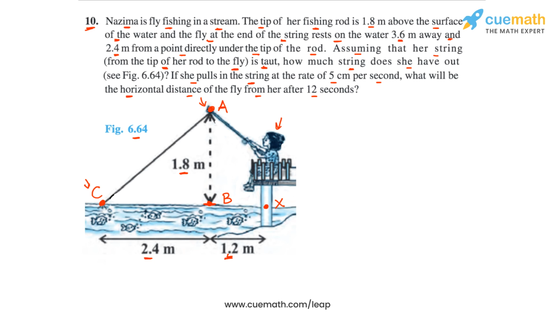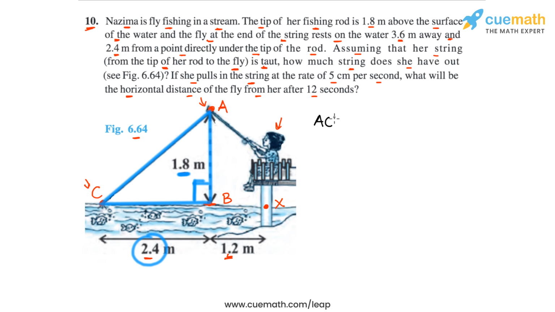So for that purpose, let's focus on triangle ABC. So let me highlight this triangle. Triangle ABC is this triangle, and this triangle is a right angled triangle. One length is 1.8 meters. The other length BC is 2.4 meters. So the hypotenuse can now be found easily using the Pythagoras theorem.